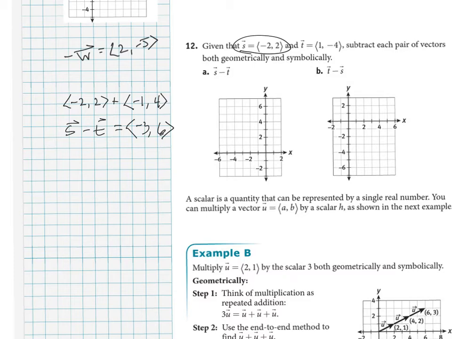Now to actually do this graphically, we're going to start with vector s. Order in subtracting really matters, so you've got to start with the first one first. So we're going to start with <-2, 2> as our original vector. Now we're going to add the opposite of vector t. The opposite of vector t is, I have it written there, <-1, 4>, which means left 1, because that's in the negative direction, and up 4.